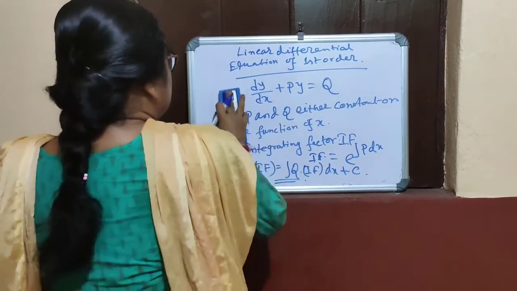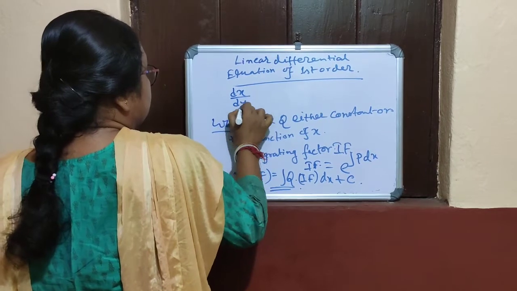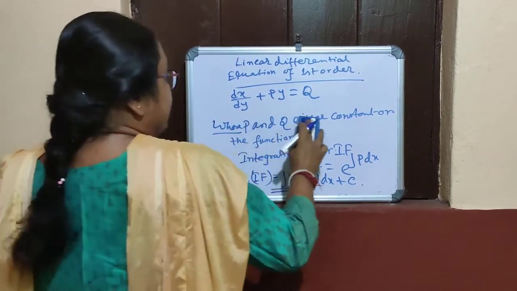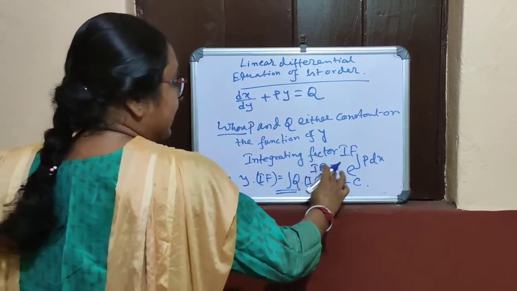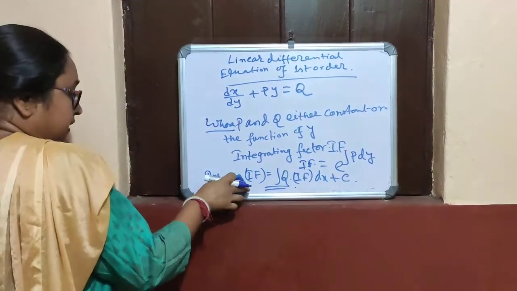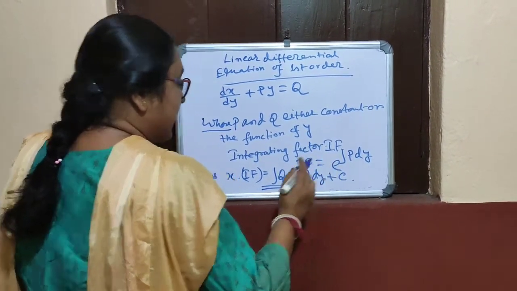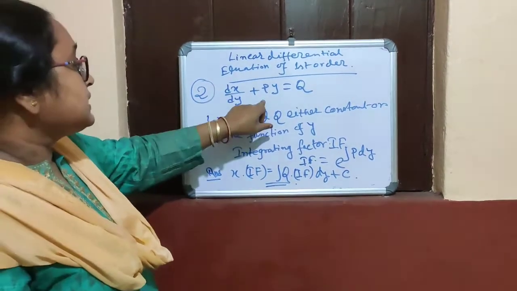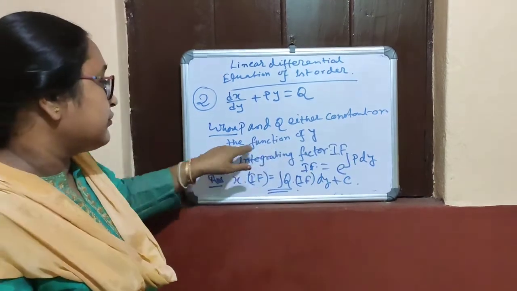Type 2: if dx/dy plus Py is equal to Q, here P and Q are either constant or function of y. And here the integrating factor IF is equal to e to the power integration P dy. And my required answer is x into integrating factor is equal to integration Q into IF into dy plus c. Okay, this is type 2. If dx/dy plus Py is equal to Q, this type of sum arises where P and Q are either constant or function of y.